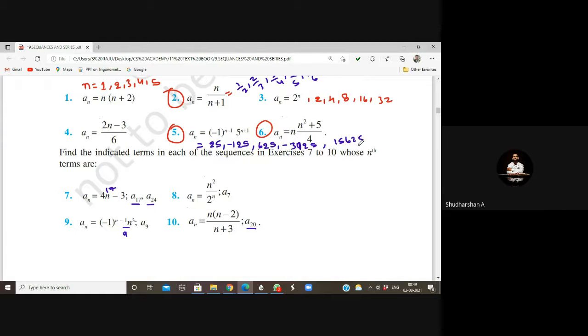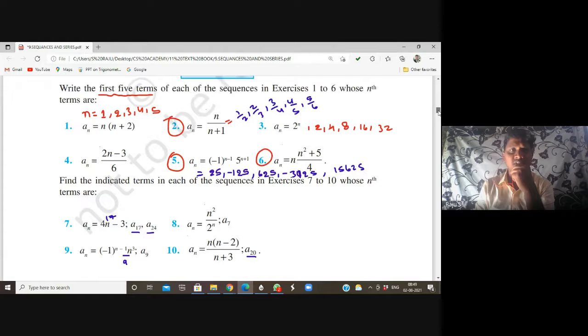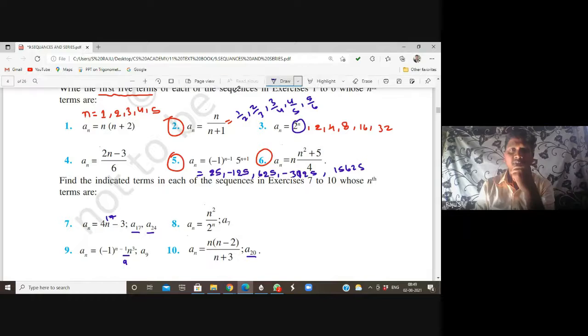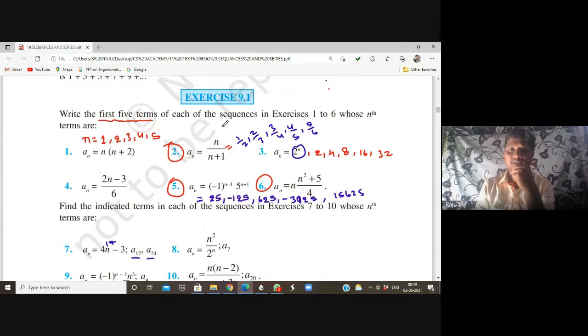Is this an AP, sir? No, not required here. Easier, they mention in AP. Don't confuse, sir, here it's a 2 power sequence. They have just given the nth term. They are asking for the first 5 terms. It is not in AP.